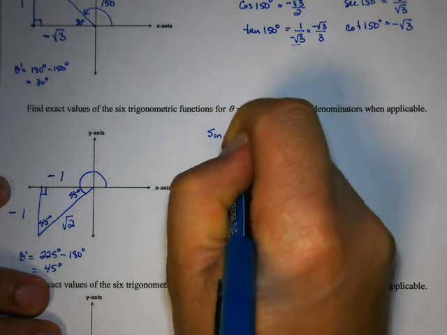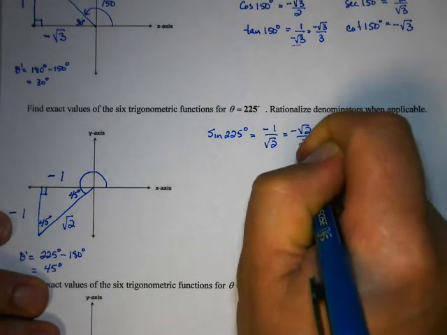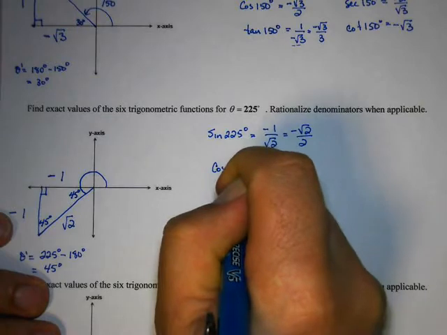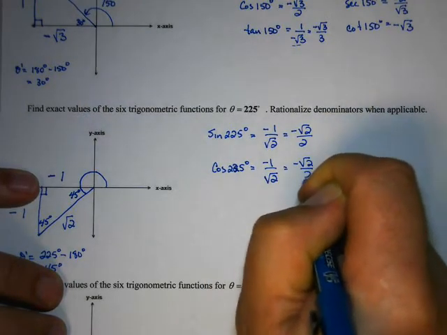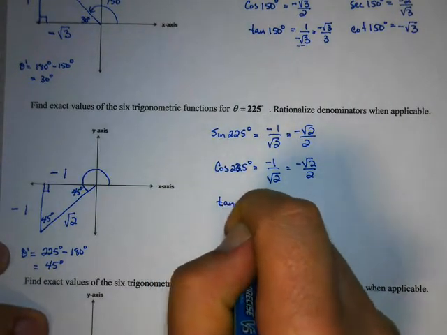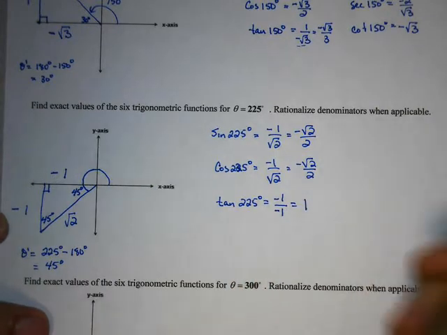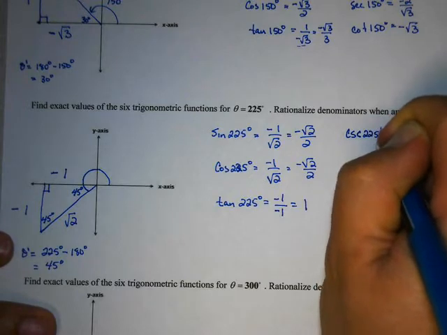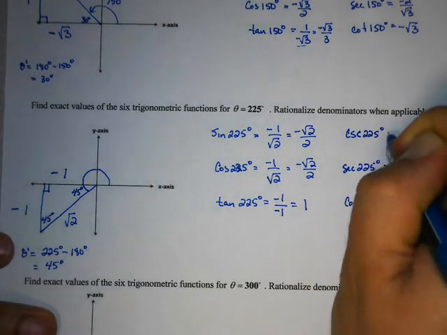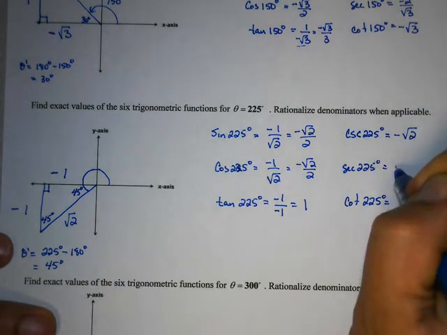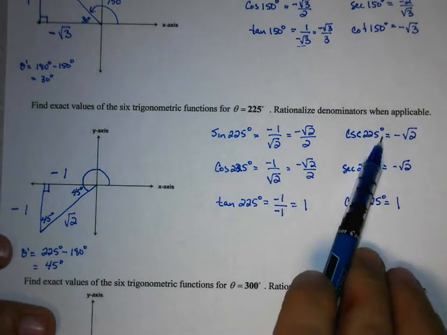So sine of 225 degrees is opposite -1 over the square root of 2, which is negative square root of 2 over 2. Cosine of 225 degrees is adjacent, negative 1 over hypotenuse, square root of 2, which is negative square root of 2 over 2. The tangent of 225 degrees is opposite, negative 1 over adjacent, negative 1, which is 1. Now for the reciprocals: cosecant 225 degrees, secant 225 degrees, and cotan 225 degrees. This is going to be negative square root of 2. Secant 225 degrees is negative square root of 2, and cotangent is 1. But again, once you leave that first quadrant, notice we have 1, 2, 3, 4 negative and 2 positive.